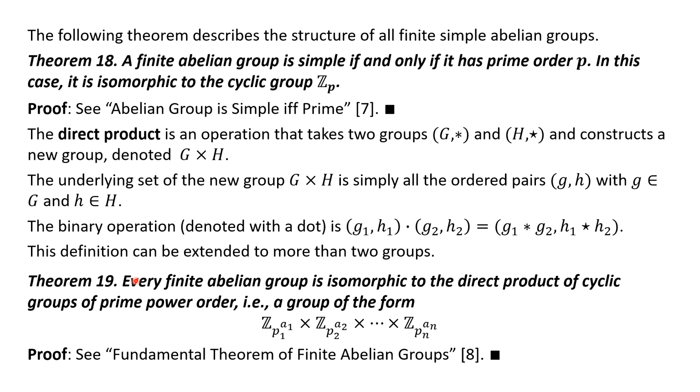And that gives us the basis for a theorem. Every finite abelian group, not simple, but just finite abelian group, is isomorphic to the direct product of cyclic groups of prime order. In other words, a group of this form here. So the integers mod p sub 1 to the a sub 1 power and so forth. And that's known as the fundamental theorem of finite abelian groups. And I'll give you a reference to that.